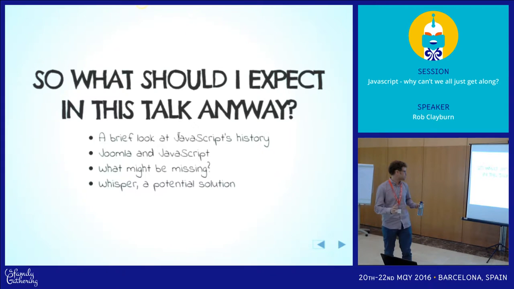So what we're going to talk about is a brief history of JavaScript, very, very quickly. We're going to brush over it. A little bit of Joomla and JavaScript, and how that's evolved slightly over the years. Asking questions about what we might be missing in Joomla and JavaScript at the moment. And then I'm going to propose a possible solution to some of the problems, not all of them.